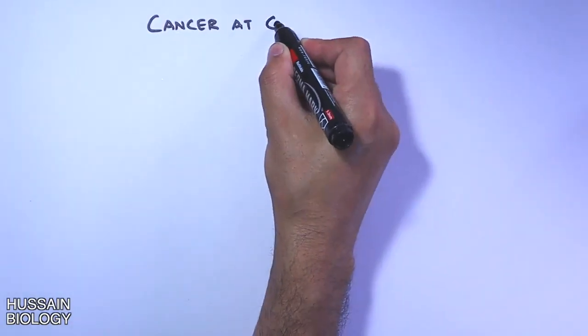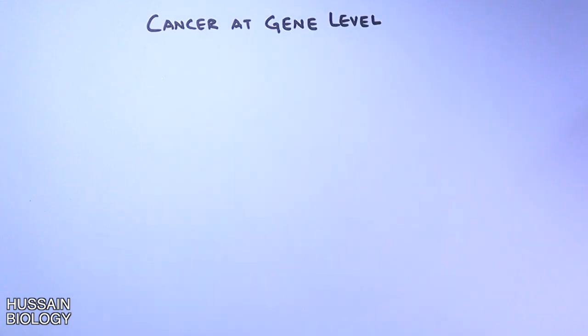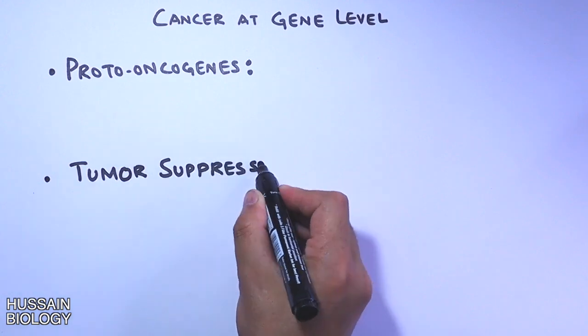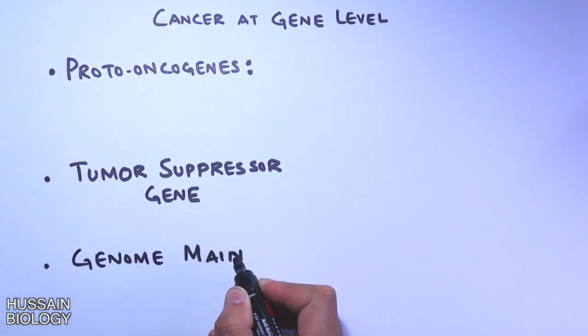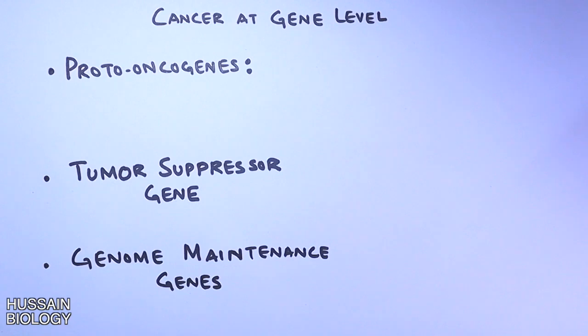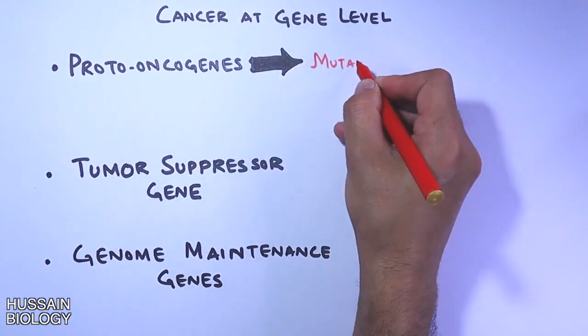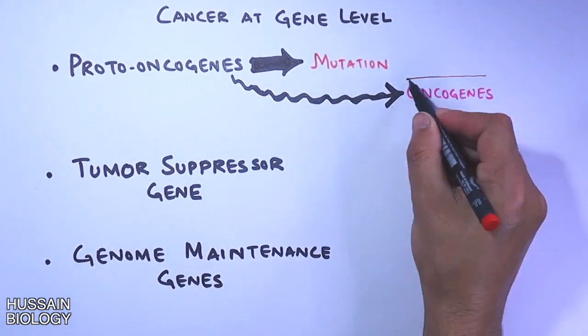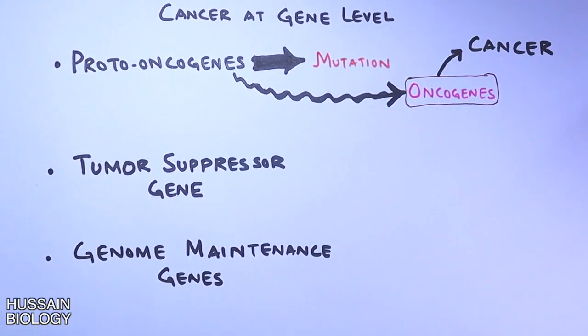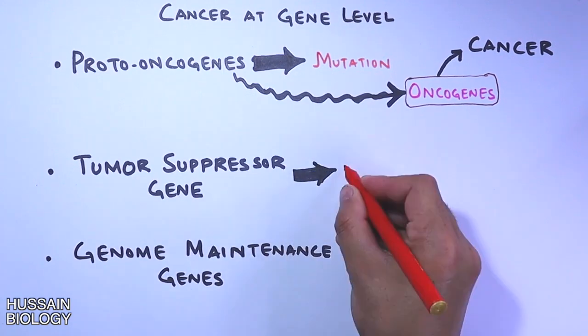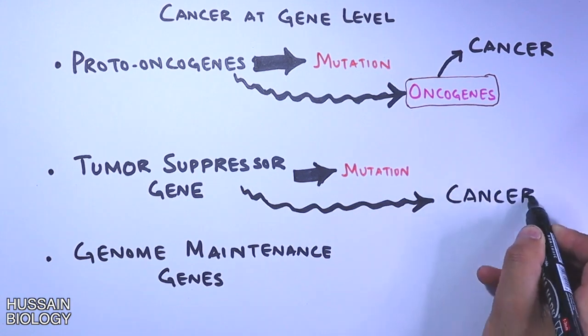Now let's see cancer at the gene level. We have 3 different kinds of genes that are able to promote cancers once mutated. The first one is proto-oncogenes, the second one is tumor suppressor genes, and the third one is genome maintenance genes. The proto-oncogene is a normal gene, but once mutated, it becomes an oncogene that can promote cancer. Whereas the tumor suppressor gene inhibits and checks cell proliferation or tumor formation, but once it also gets mutated, it can promote cancer.